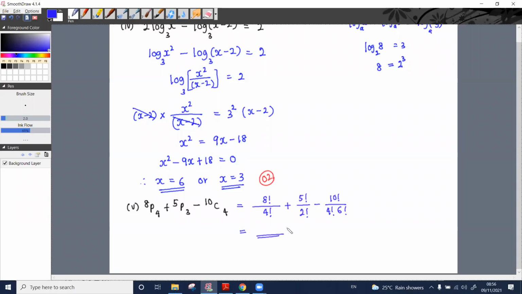Directly from the calculator you can take 8P4 plus 5P3 minus 10C4. The answer should be 1530. If you got the answer as 1530, please give yourself 2 marks.